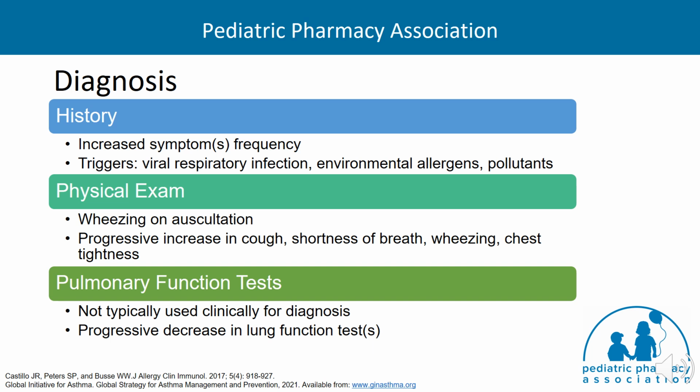To diagnose a patient with an acute asthma exacerbation, we're going to look at the patient's history of increased symptoms, frequency, or triggers such as a viral respiratory infection, environmental allergens, and pollutants, as well as looking at the patient for wheezing on auscultation, as well as a progressive increase in coughing, shortness of breath, wheezing, and chest tightness, as well as looking at the pulmonary function tests. A progressive decrease in lung function test is indicative of an acute asthma exacerbation, but it's not typically used clinically for a diagnosis.